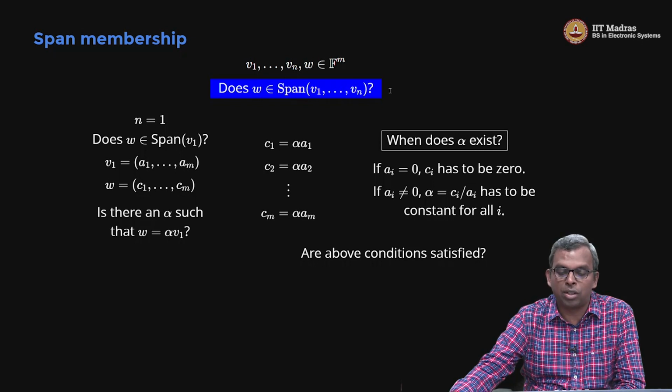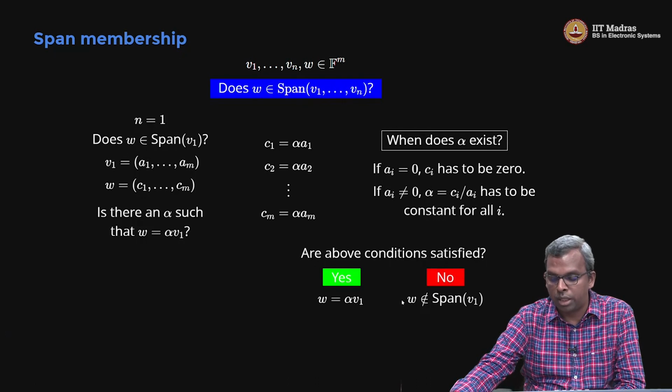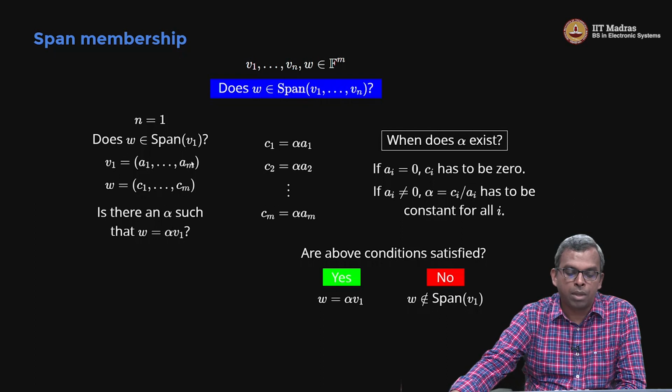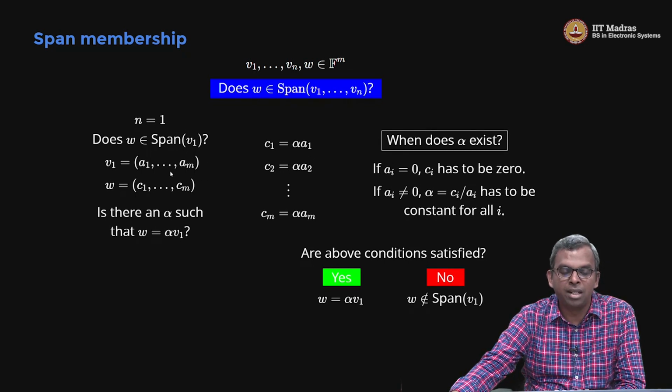So, all you have to ask for the subspace membership problem in n equals 1 is just a scaling test. So, are these above conditions satisfied? If yes, then whatever alpha you got here, w equals alpha v1. If not, then w does not belong to the span of v1. So, the n equal to 1 case, really simple. All your testing is for scaling. A lot of people roughly think of this as c1 by a1 equals c2 by a2 equals cm by am. That is okay, except you will have these 0 by 0 type situations. It is a bit ugly to formalize. If you write like this, it is very clear. Okay. So, n equals 1, very easy.